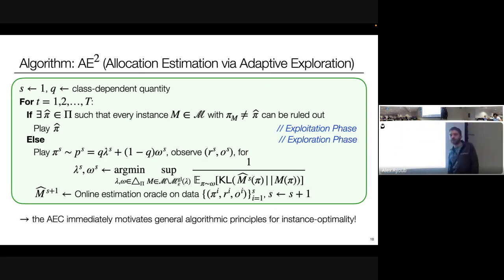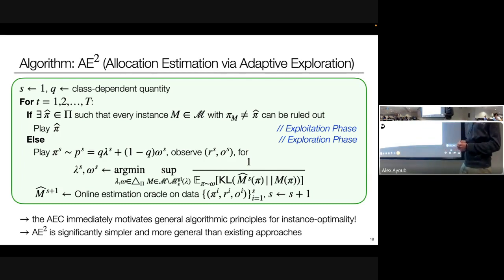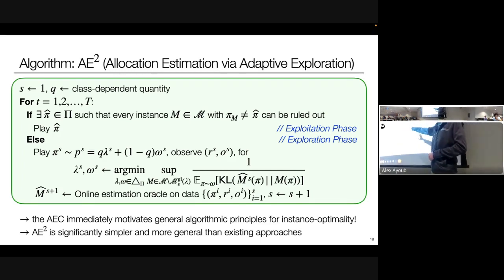One nice observation from this is that this complexity measure, the AEC, immediately motivates an algorithm. It's not just some arbitrary complexity measure that quantifies something nice. It actually tells you what to do. And I want to emphasize that it's quite simple, indeed significantly simpler than most works out there that get reasonable regret bounds. It's really just three components: this estimation oracle, this explore-exploit test, and solving the AEC.